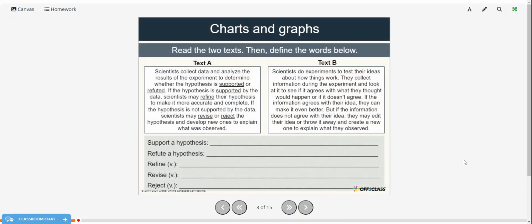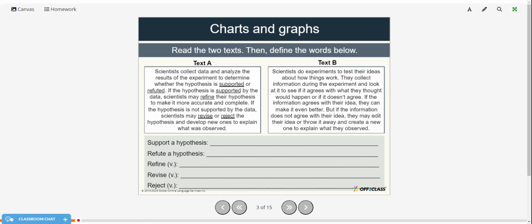So we're going to read the two texts and then define the words below. So text A, scientists collect data and analyze the results of the experiment to determine whether the hypothesis is supported or refuted. If the hypothesis is supported by the data, scientists may refine their hypothesis to make it more accurate and complete. If the hypothesis is not supported by the data, scientists may revise or reject the hypothesis and develop new ones to explain what was observed.